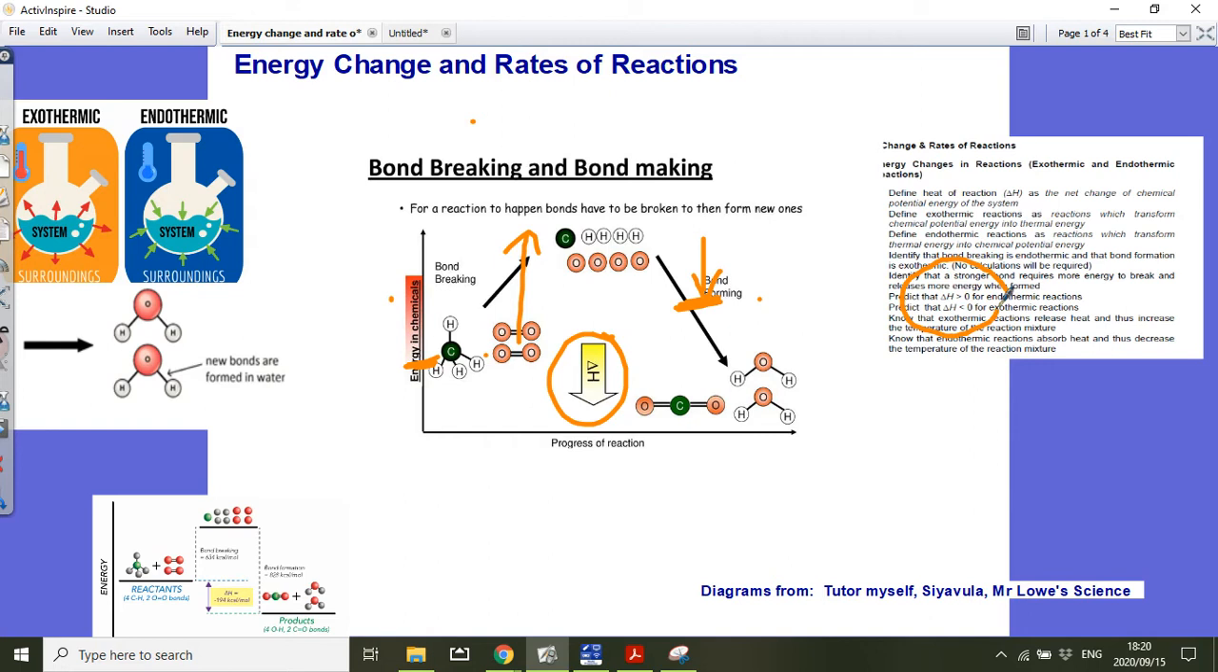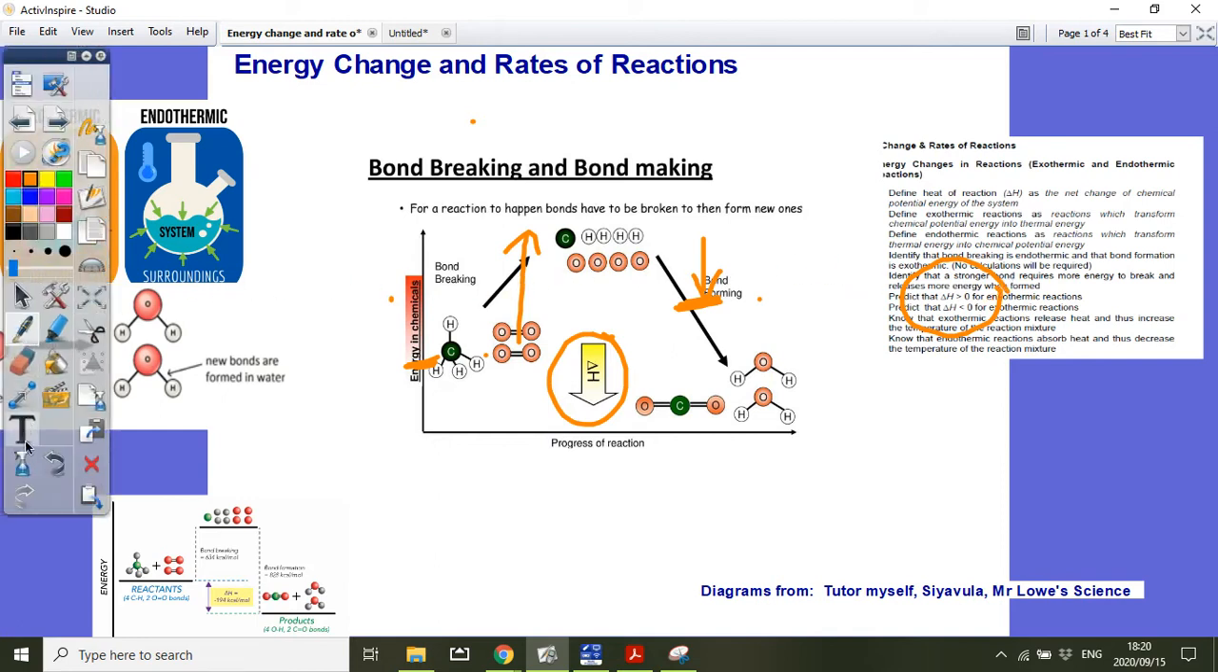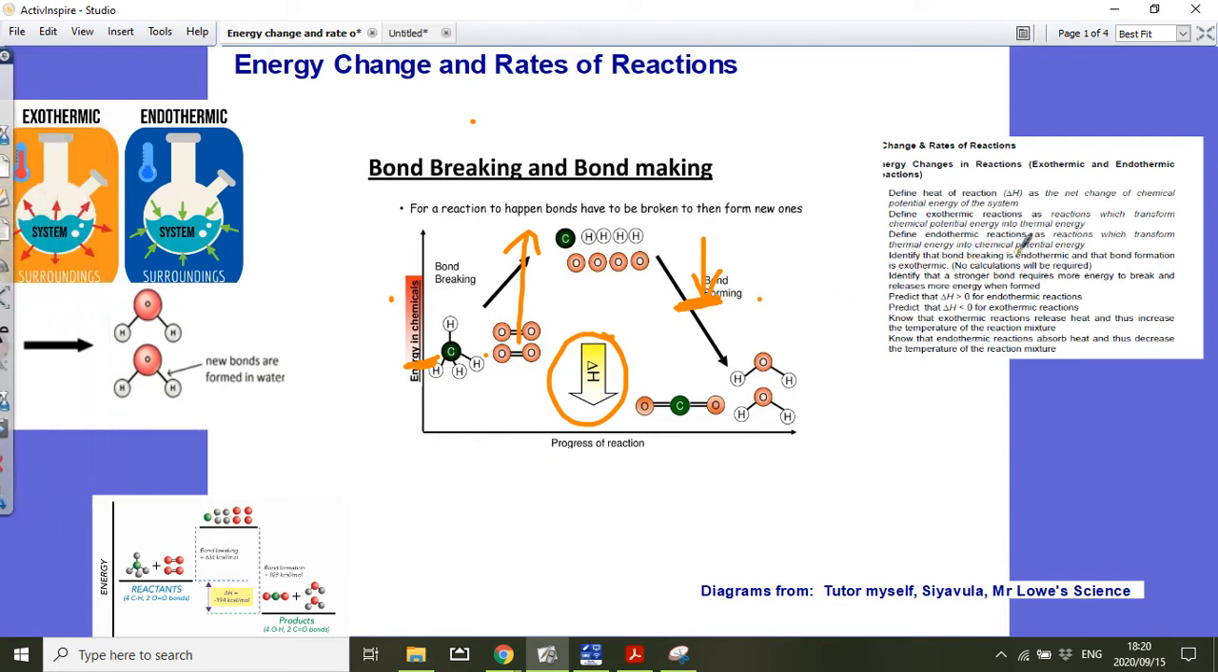Your delta H value is going to be bigger than 0 for an endothermic reaction and smaller than 0 for an exothermic reaction. And this is important for rates and equilibrium. All right, I think we've covered all those points. Just remember, by saying that bond breaking needs energy, I am saying that it's endothermic, because when energy is taken in, it is endothermic. And bond formation is exothermic.